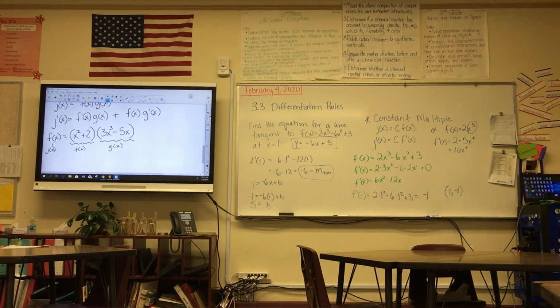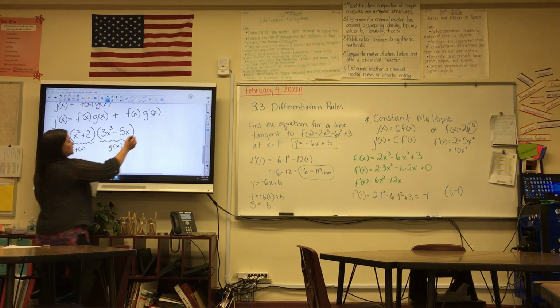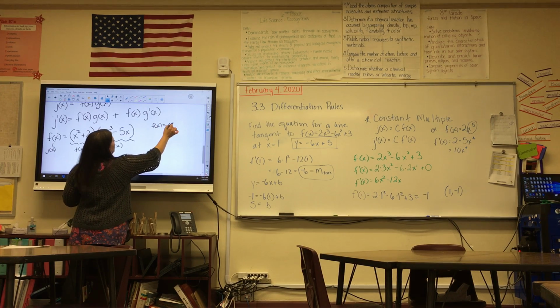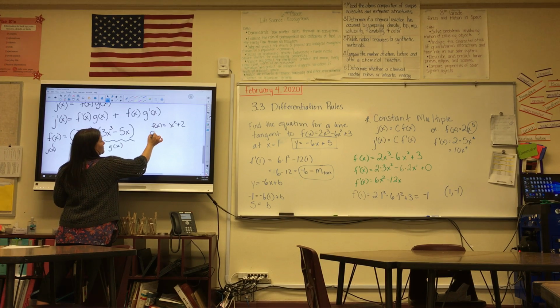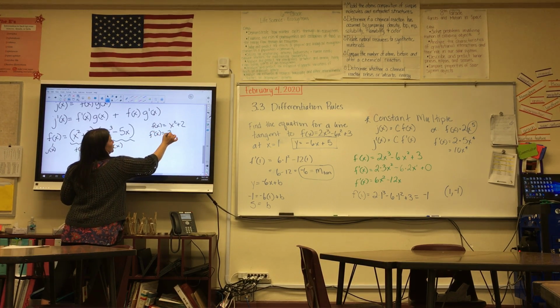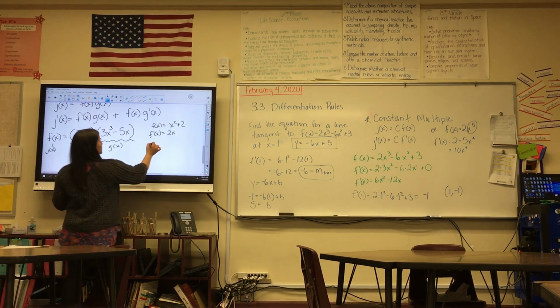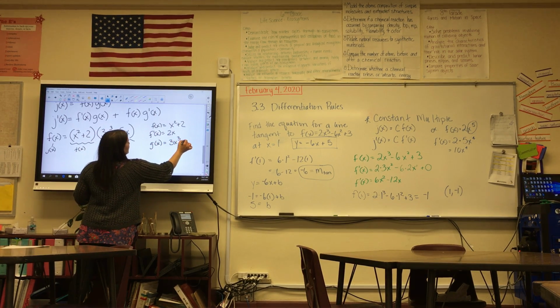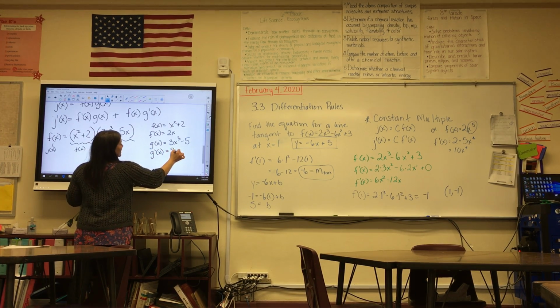So let's go over here and just find our derivatives. I'm going to say f of x equals x squared plus 2. That's my first function. So f prime of x, or the derivative, is 2x plus 0. Then g of x is my next one, 3x to the third minus 5. So the derivative of that one is 9x squared.